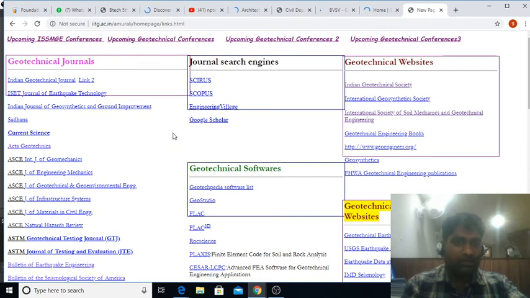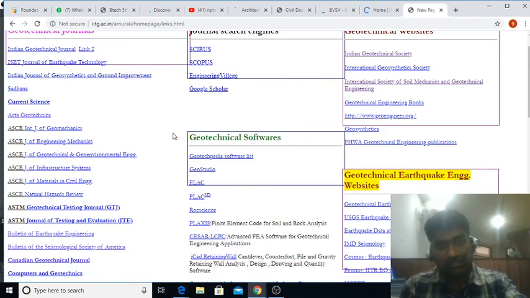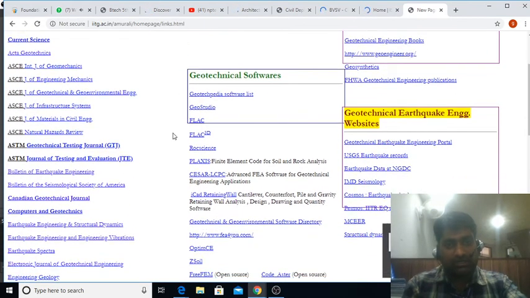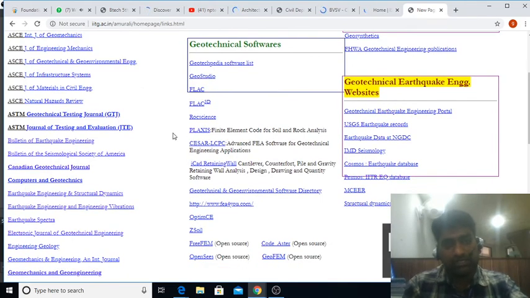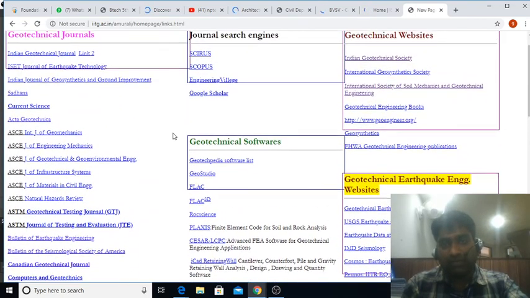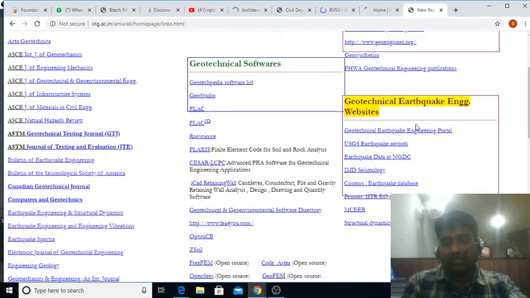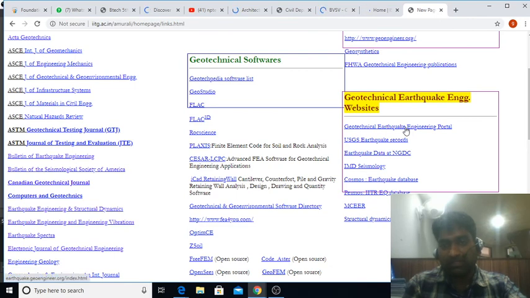When you open it you will come to know some geotechnical journals, general search engines like Scirus, Scopus, geotechnical software also like GeoStudio, FLAC 3D, RocScience, Plaxis. These are certain geotechnical software. These are geotechnical society websites like Indian Geotechnical Society, Indian Geosynthetic Society, International Society of Soil Mechanics, geotechnical engineering books, and geotechnical engineering websites, geotechnical earthquake portal. So you can go through all these things by opening them.